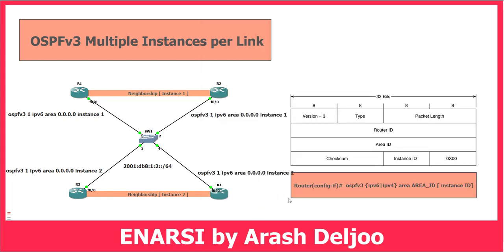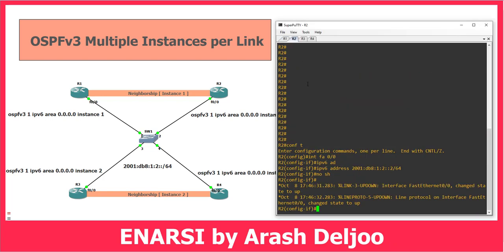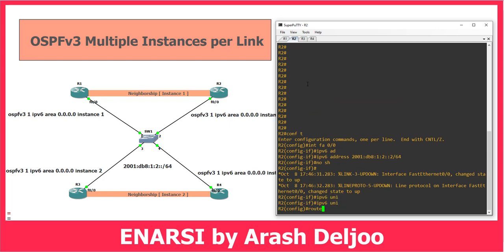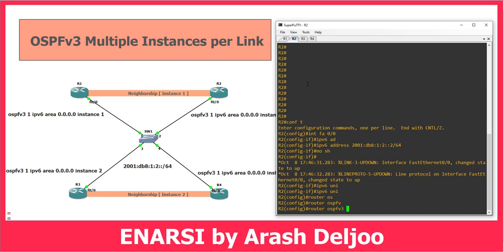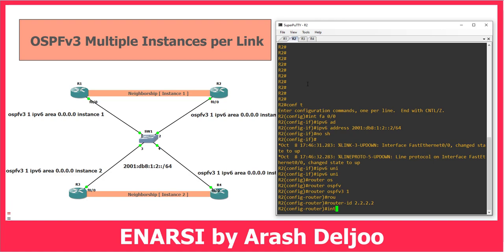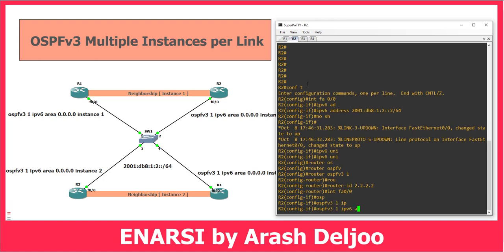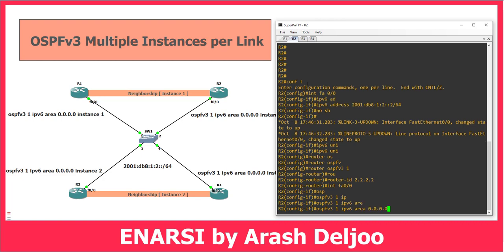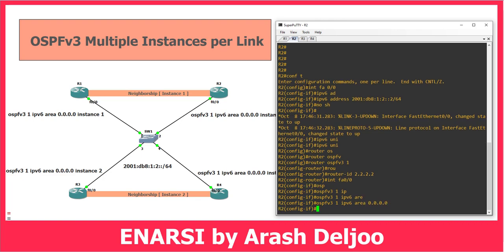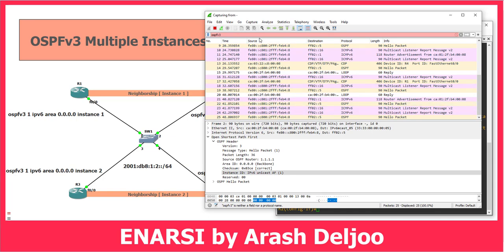After that, let me show you what is happening in router 2. First, ipv6 unicast-routing, then router ospfv3 1. After that, router ID 2.2.2.2. On the interface FastEthernet 0/0, I'm using this command ospfv3 1 ipv6 area 0.0.0.0, but I don't configure the instance ID. After that, let me find the hello of router 2 OSPFv3. Look at here. This is the OSPF.